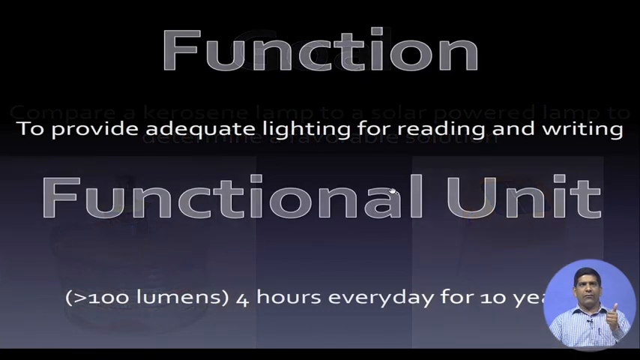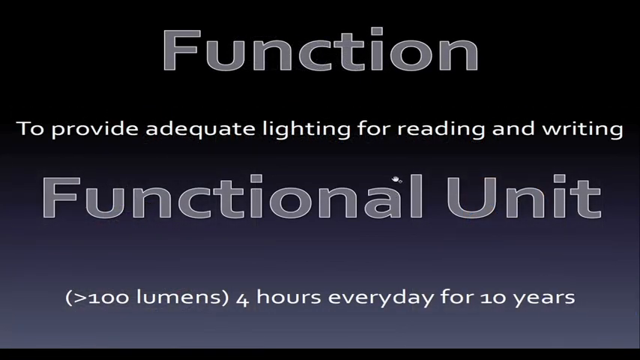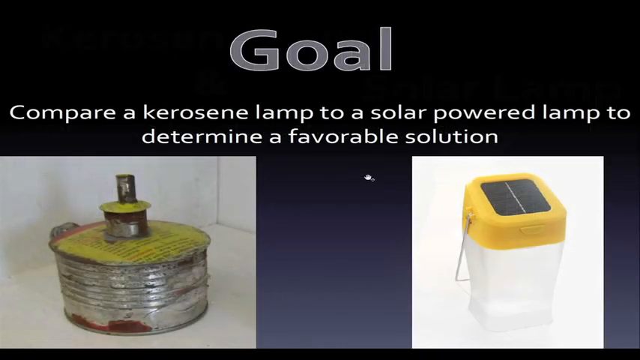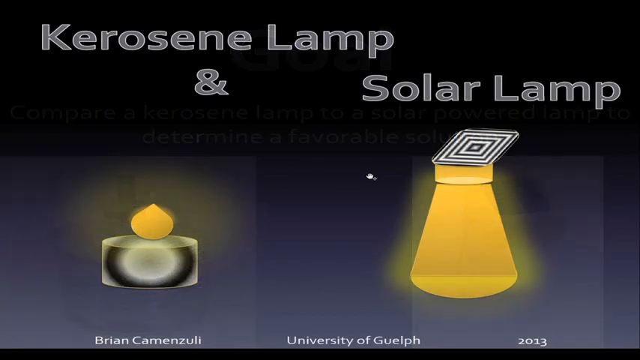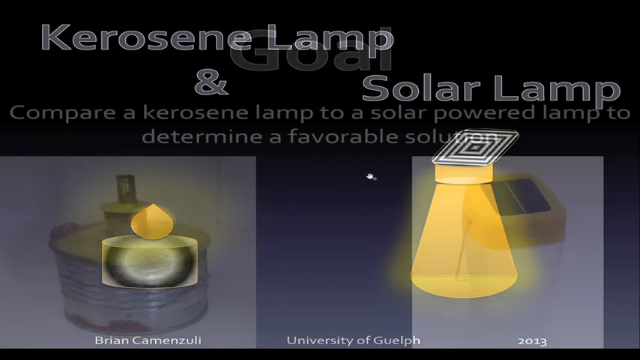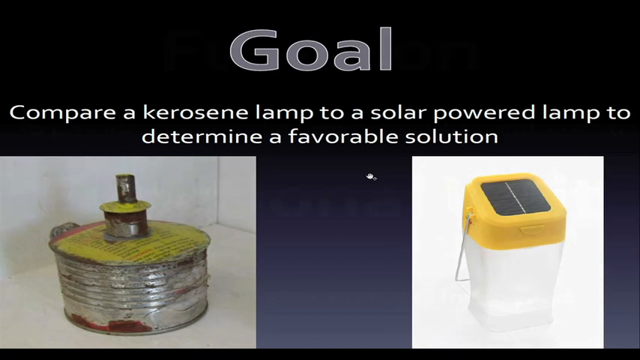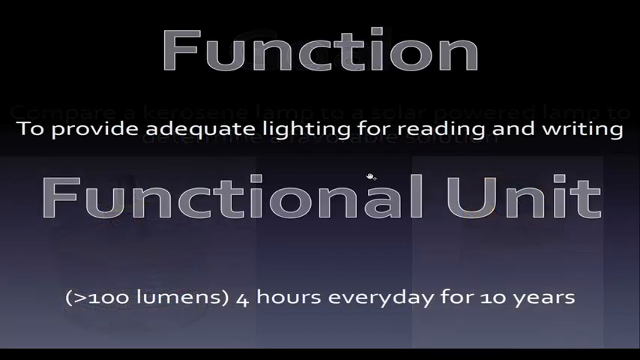Again, we have to have a function and a functional unit. The function was to provide adequate light for reading and writing. For the functional unit, we chose 100 lumens, 4 hours of everyday usage, for 10 years. So that was the function and the functional unit.